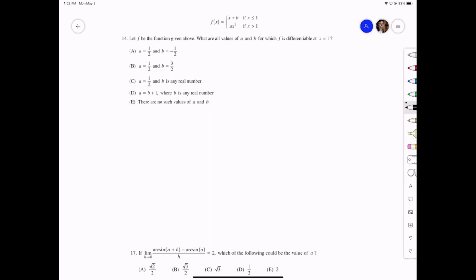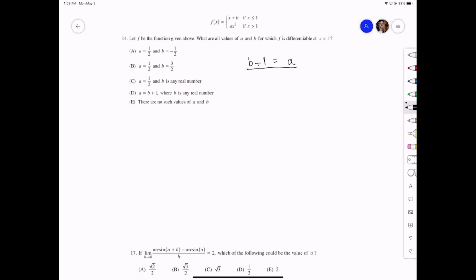Let f be the function given above. What are all values of a and b for which f is differentiable at x equals 1? Okay, so first let's find when f is continuous at x equals 1, because in order for it to be differentiable, it has to be continuous first. So we just plug in 1 for x. So b plus 1 equals a. So that has to be true.